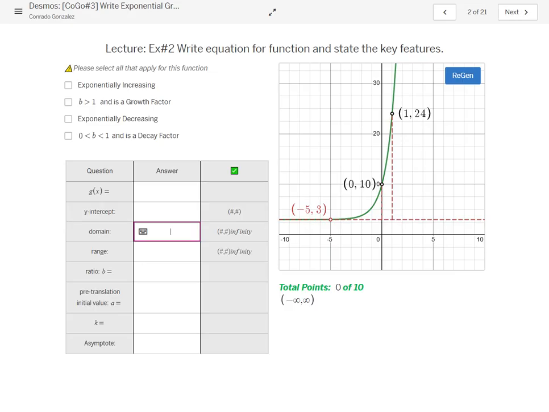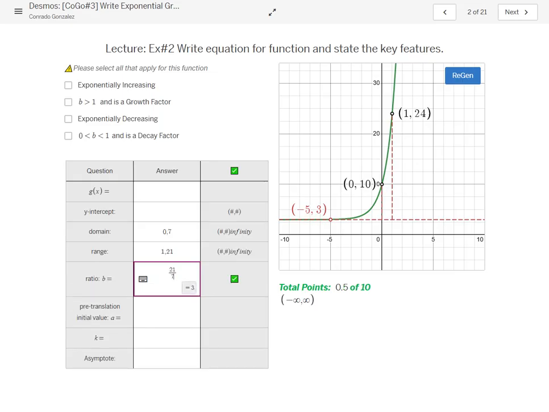Let me just make a note right here. (0, 7). And this point here was not (1, 24). It was (1, 21). So it was (1, 21) before it got shifted up 3. So the ratio is 21 over 7. And clearly it tripled, right? It was a 7 and then it became a 21. So the multiplier is 3, right?